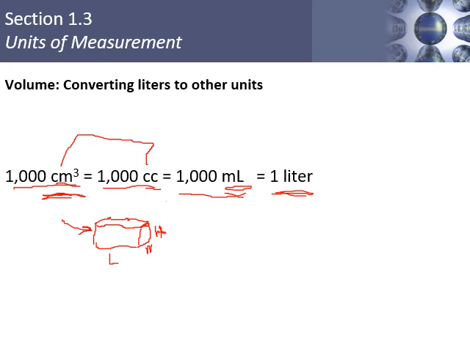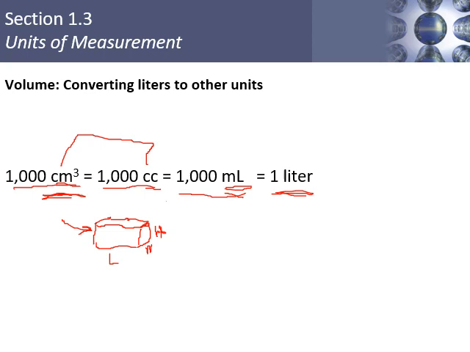You'll want to remember that as you go through the class. Try to remember it right now and indelibly print it on your brain, so that you won't have to keep coming back to this slide and this set of lecture notes all semester long. Just remember that 1 centimeter to the third is the same thing as 1 cc, and that's the same thing as 1 milliliter. And if you have 1,000 of any of those, you've got 1 liter.